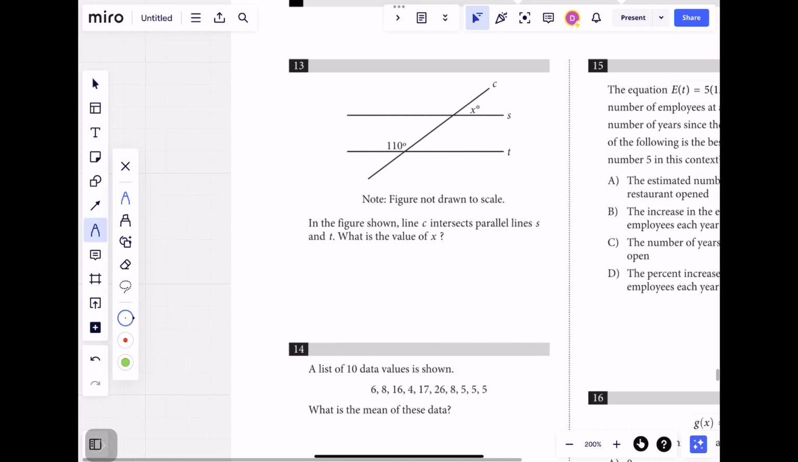In the figure shown, line C intersects parallel lines S and T. What is the value of x? Because these two are parallel, you can just know that this is also going to be 110, and you can figure out that this whole arc has to be 180. So 180 minus 110 is 70. So x is going to be 70.